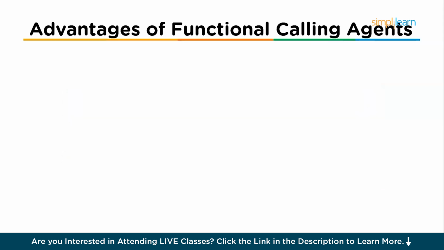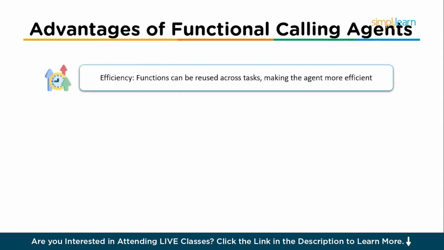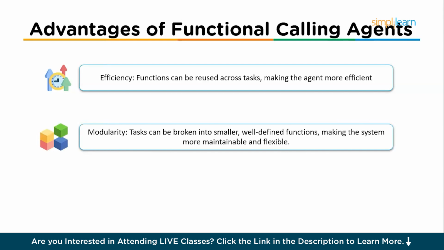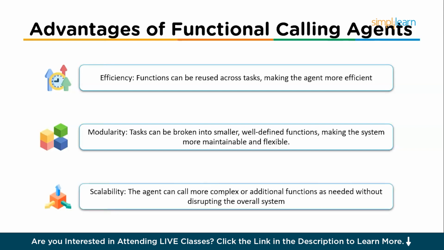Now moving on to the advantages of function calling agents. The first one is efficiency. Functions can be reused across tasks, making the agent more efficient. Then comes modularity. Tasks can be broken into smaller, well-defined functions, making the system more maintainable and flexible. Now, moving on, we have scalability. The agent can call more complex or additional functions as needed without disrupting the overall system.